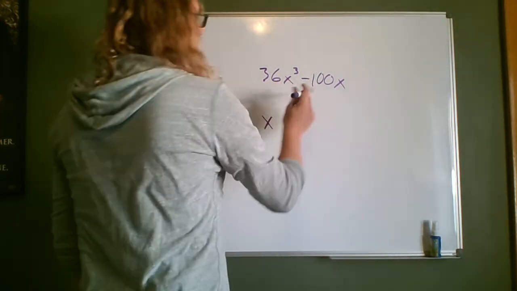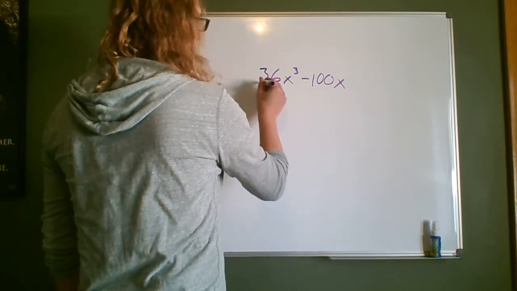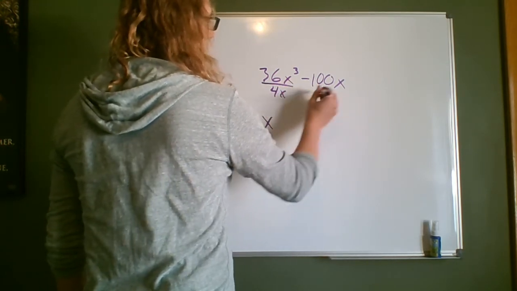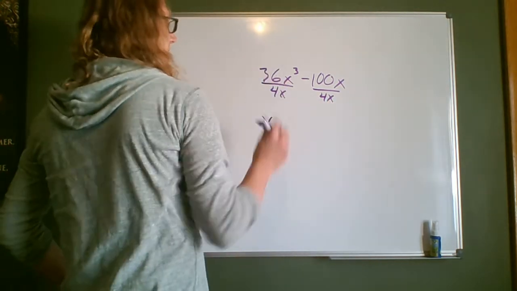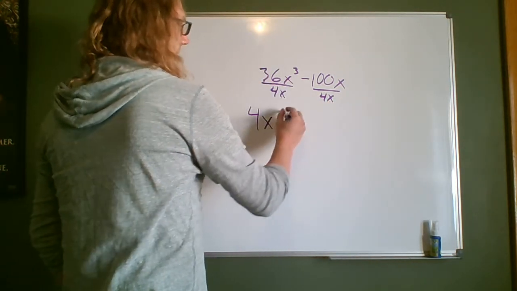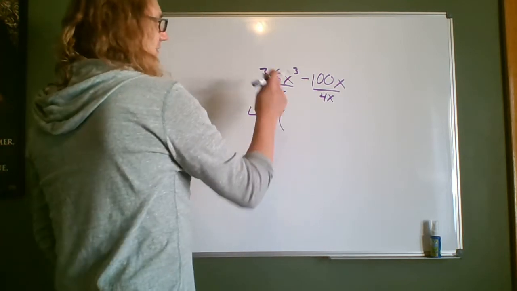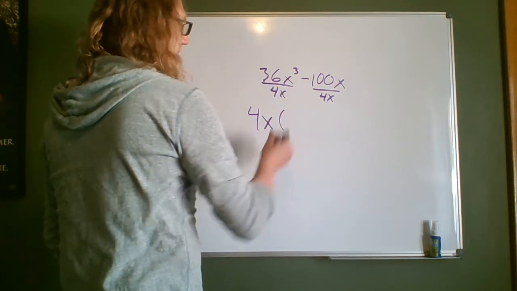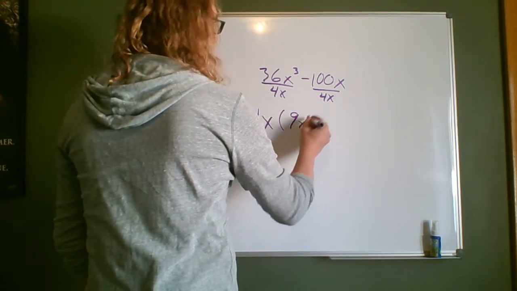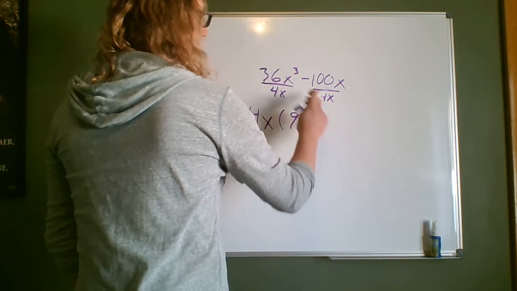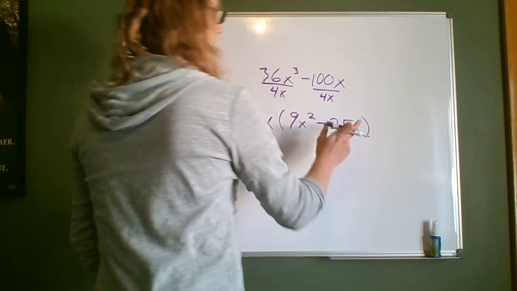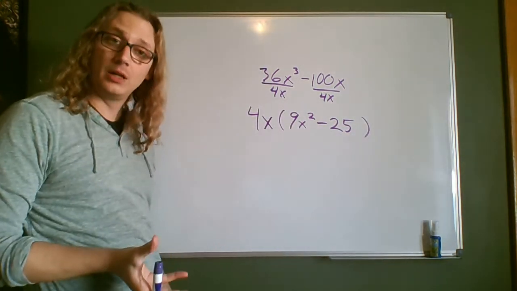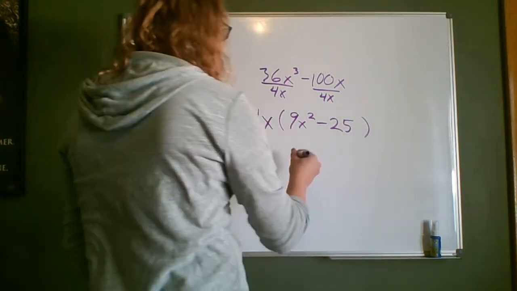Looking at this 36 and this 100, the biggest number that both of those are divisible by is 4. So I'm going to be dividing both of these by 4x. 36 divided by 4 is going to give me a 9x squared, minus 100x divided by 4 is going to give me a 25. Difference of squares is kind of an ugly one, but this is something we handled yesterday.